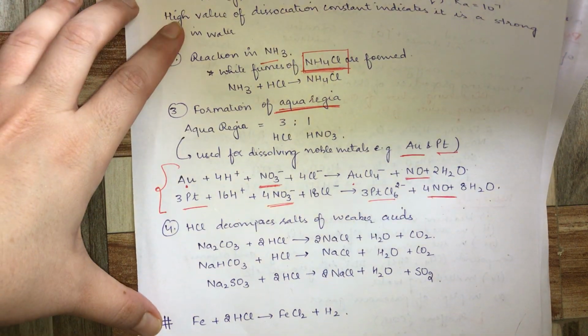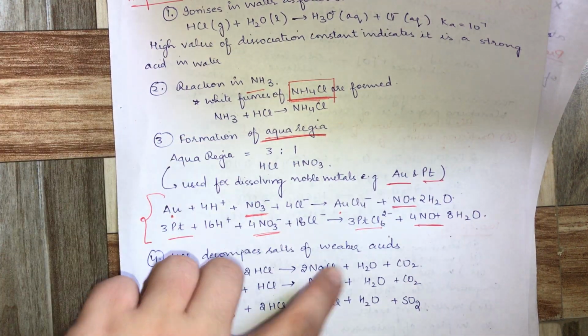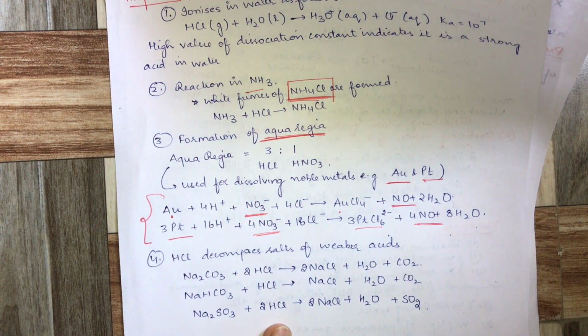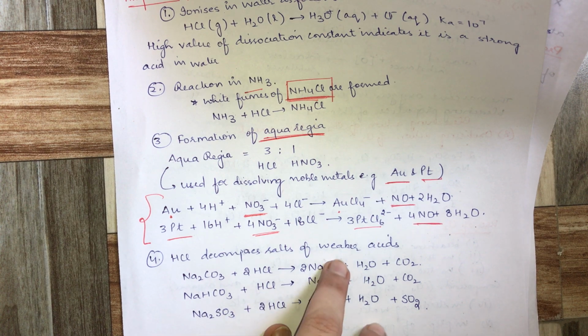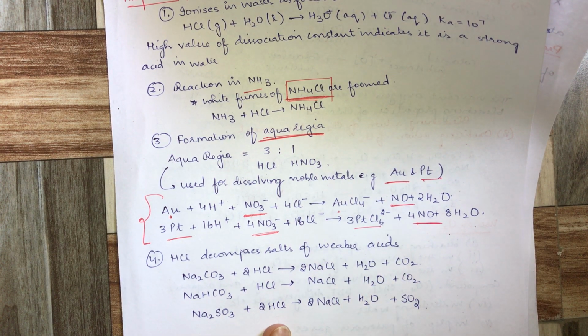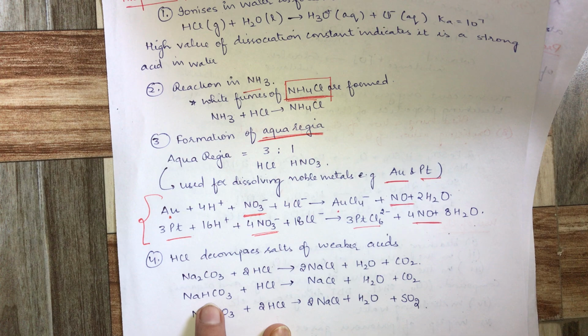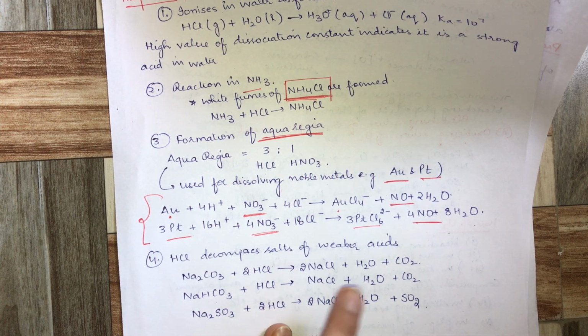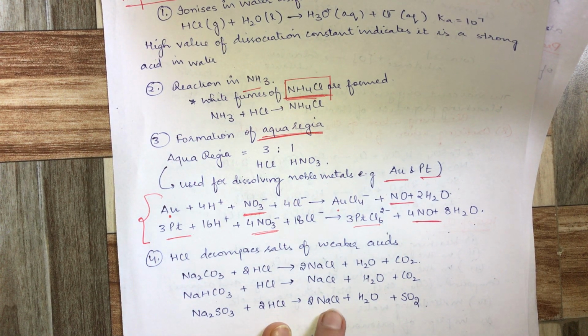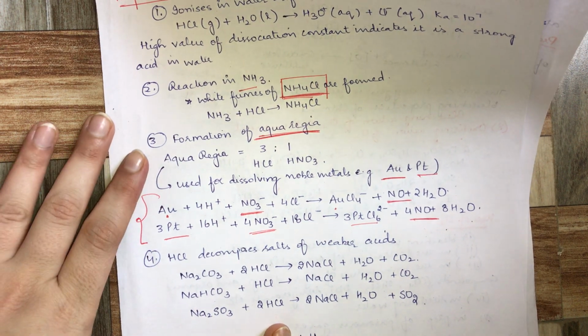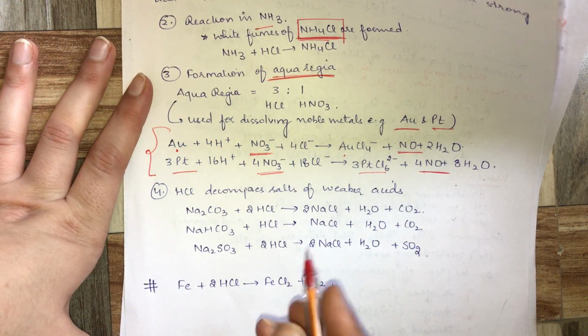Next important thing to note is HCl decomposes salts of weaker acids. So if you use Na2CO3 with HCl, you will get NaCl, and carbon dioxide and H2O will be released. Similarly, NaHCO3 plus HCl, again water and carbon dioxide are released. Na2SO3 plus HCl, what will you get? NaCl, water and SO2.